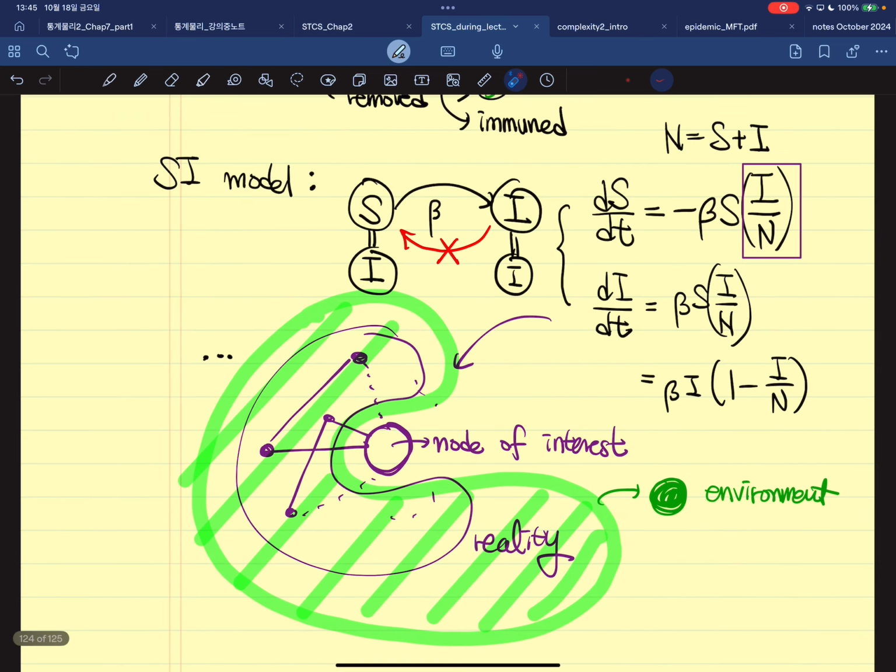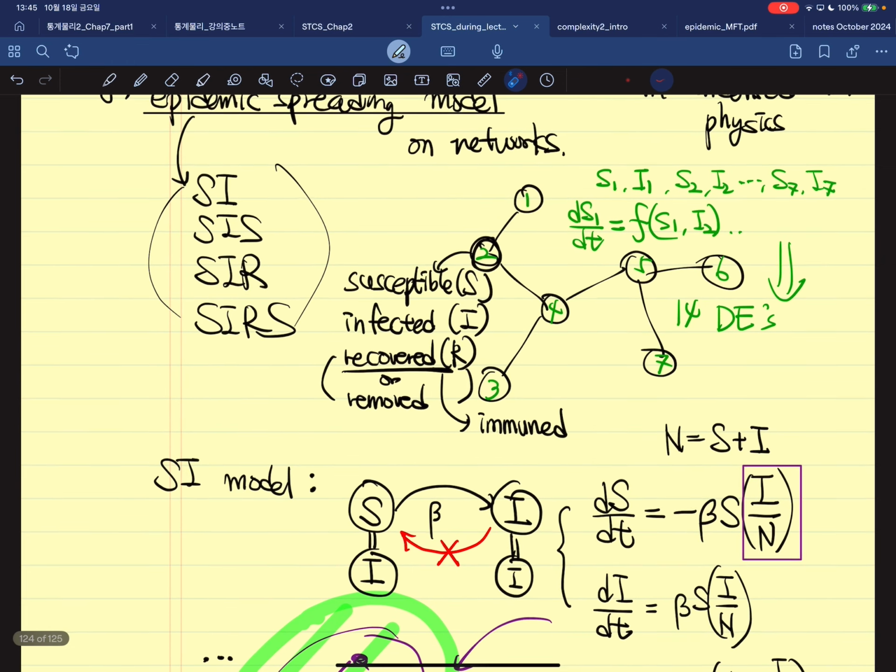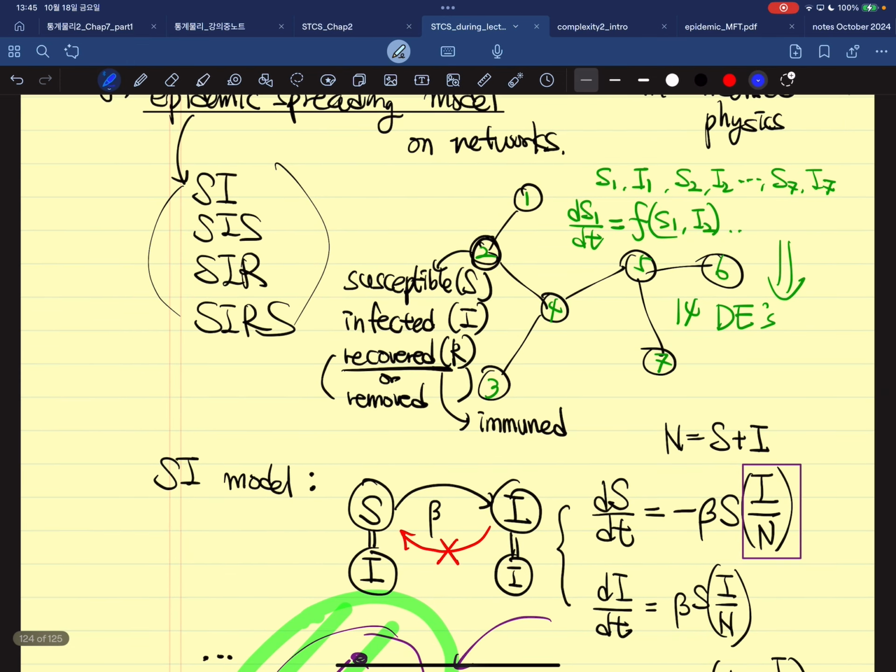So there is some kind of a more subtle level of mean field. It's kind of advanced level, but it is better for me to mention it at this stage. The first thing you can do is, instead of writing down all the equations for 7 different nodes, we can classify each node by, for example, degree. So nodes 1, 3, 6, and 7 all have degree 1, only one friend. Node 2 has 2 friends, and nodes 4 and 5 have 3 friends.